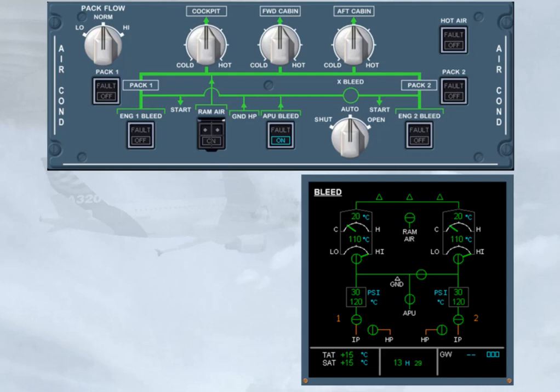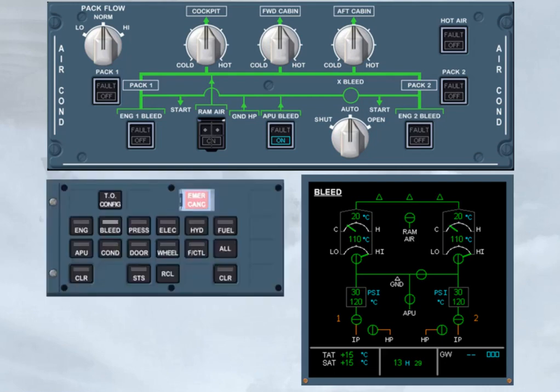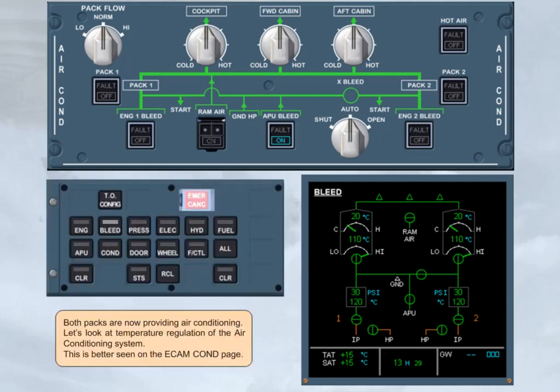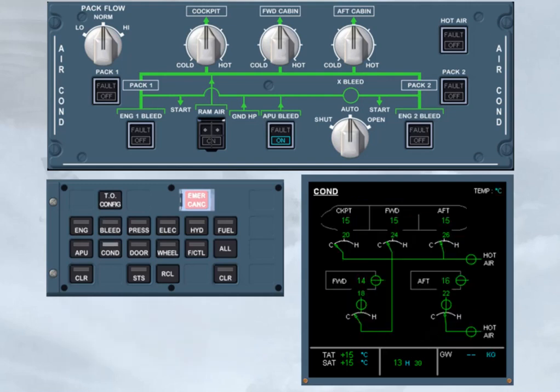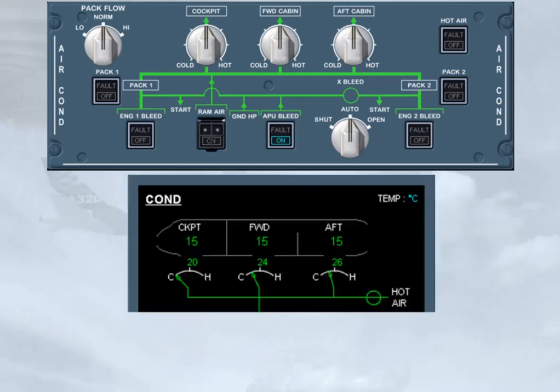Let's look at temperature regulation of the air conditioning system. This is better seen on the ECAM cont page. Let us concentrate on the upper part of the ECAM cont page. Look carefully at the indications. Notice in particular the zone temperatures and the duct inlet temperatures. Temperature regulation is achieved the same way for all zones. We will demonstrate the concept using the cockpit zone as an example.